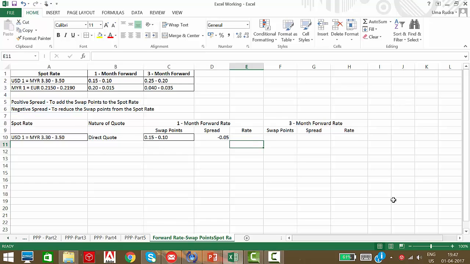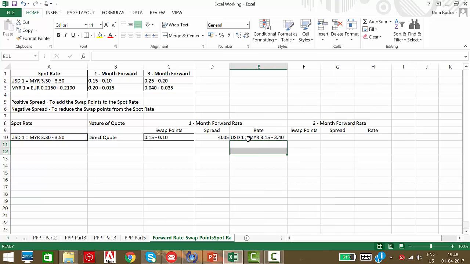So 3.30 minus 0.15, that is the bid rate, and the ask rate would be 3.50 minus swap point 0.10. So we are deducting both. Why? Because my spread is negative. So my 1 month forward rate would be USD 1 equals Malaysian ringgit 3.15, that is the bid rate, and 3.40 is the ask rate. So clear how we have calculated? So this is my rate.